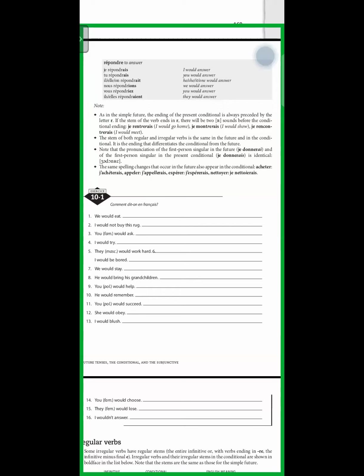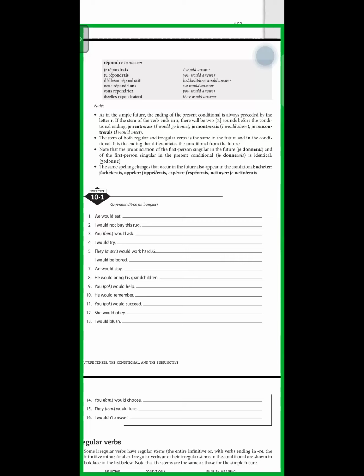Nous mangerions. I would not buy this rug. J'achète, j'achèterai. This is negation. Look at it again. Je n'achèterais pas ce tapis.